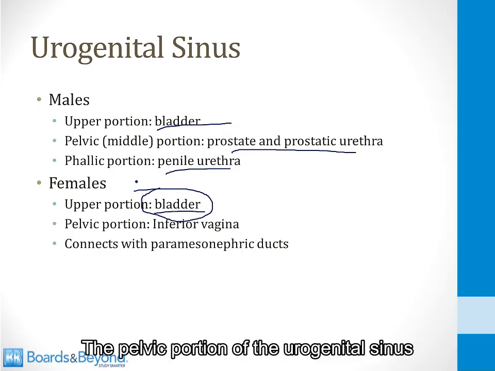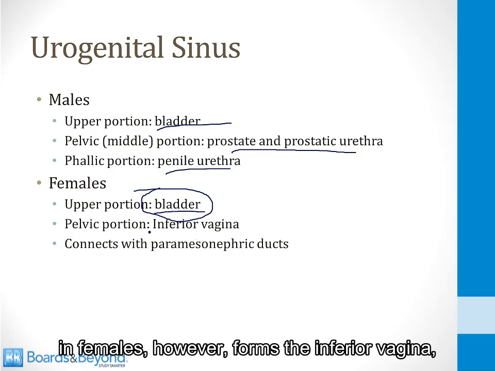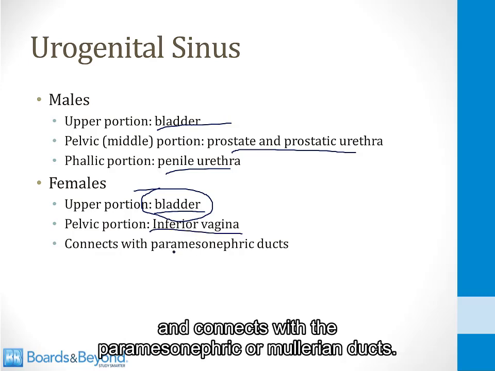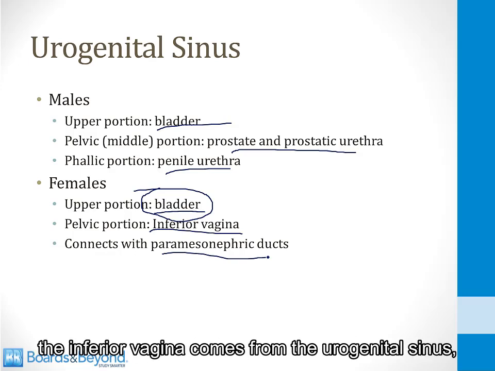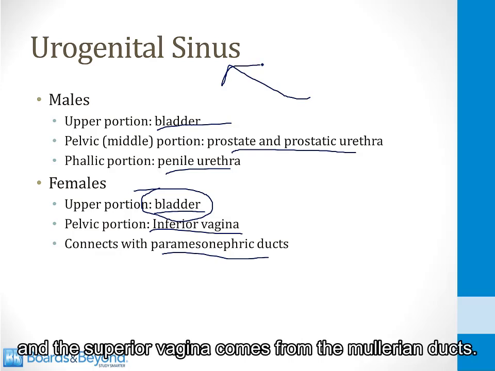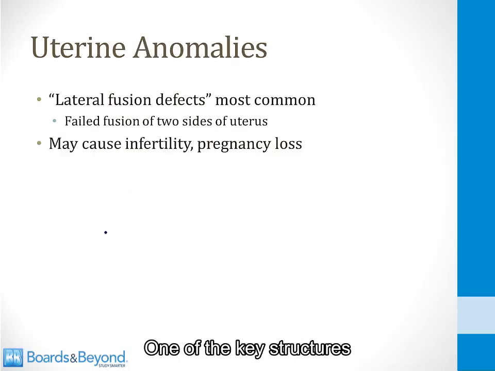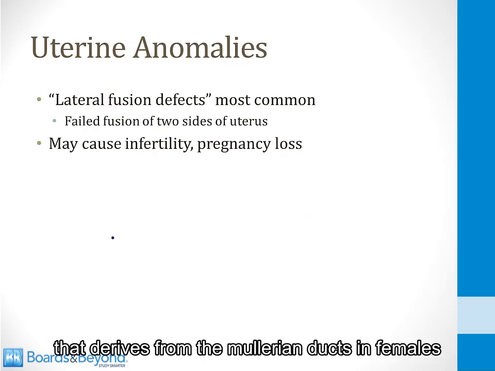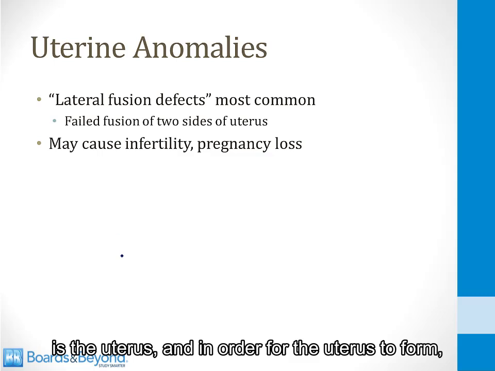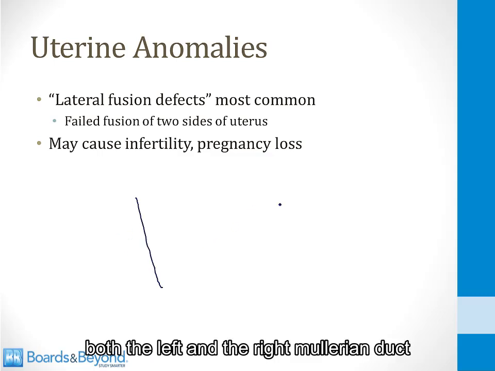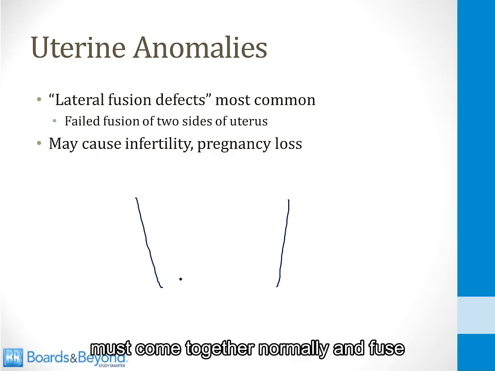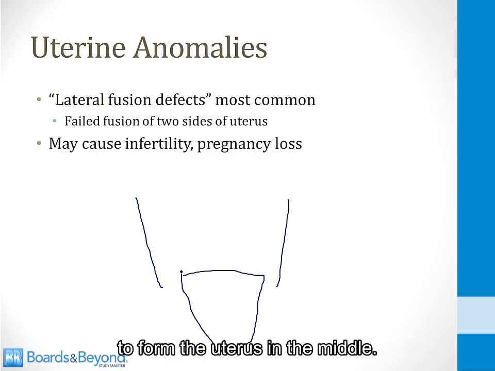The pelvic portion of the urogenital sinus in females, however, forms the inferior vagina and connects with the paramesonephric or Müllerian ducts. So in females, the inferior vagina comes from the urogenital sinus, and the superior vagina comes from the Müllerian ducts. One of the key structures that derives from the Müllerian ducts in females is the uterus, and in order for the uterus to form, both the left and the right Müllerian duct must come together normally and fuse to form the uterus in the middle.